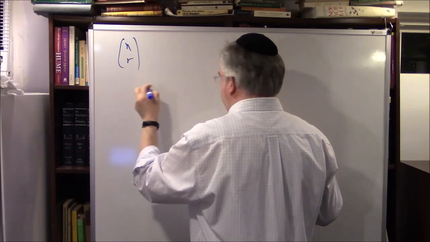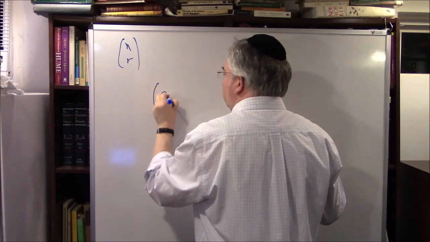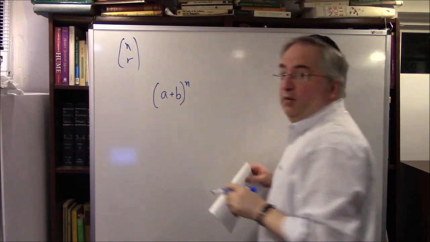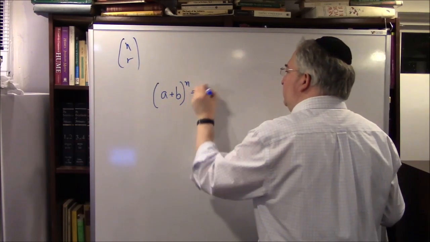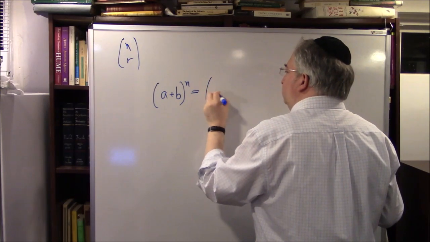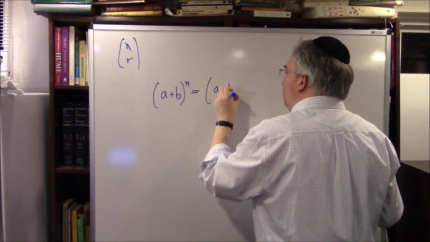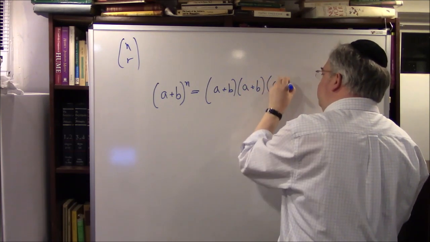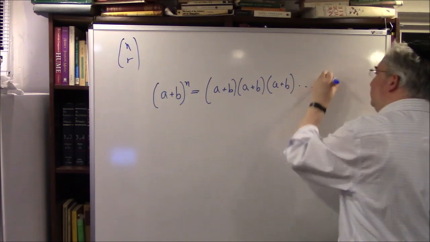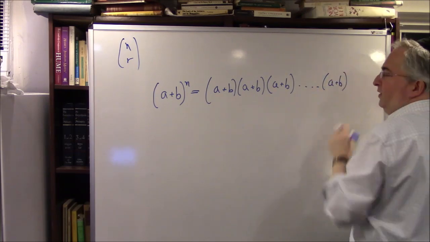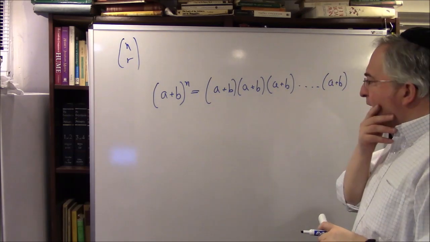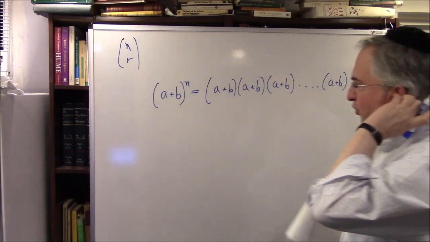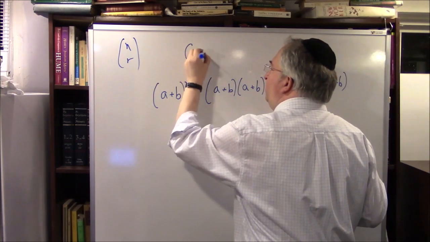One of the places they show up is in polynomials. This is called a binomial. Let's say I do a plus b to the nth power. I want to write this out: a plus b times a plus b times a plus b times a plus b, n times.